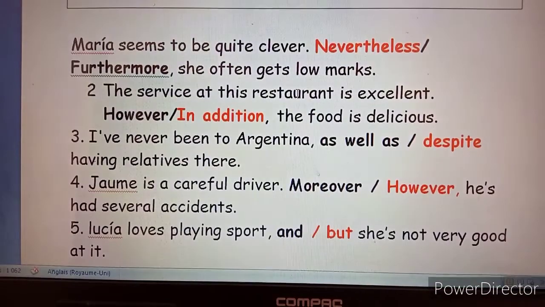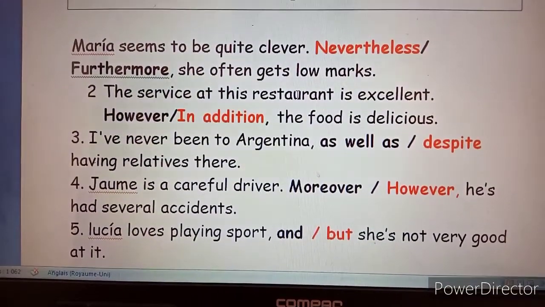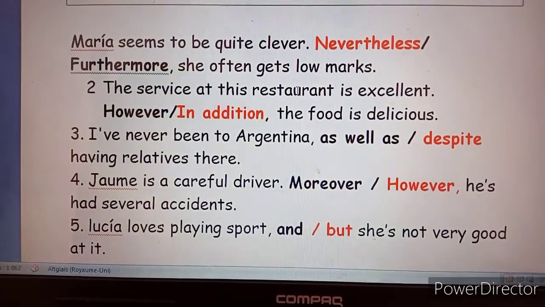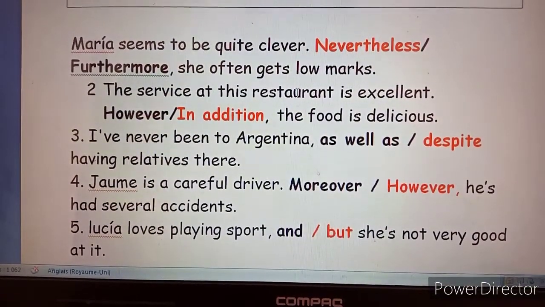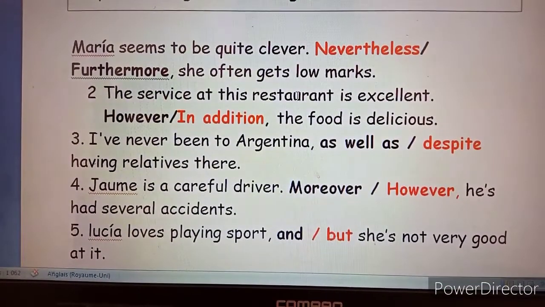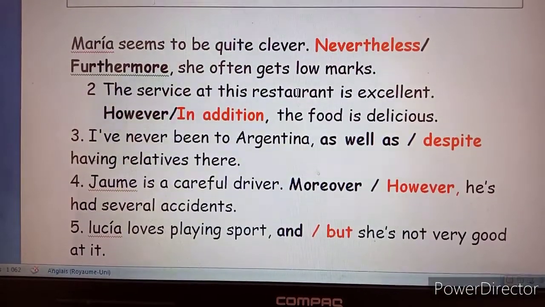Clear? So Joom is a careful driver. Moreover or however, he has had several accidents. So what are we going to choose here? So here we will choose however. Clear? Because the same, we have contrasting ideas.